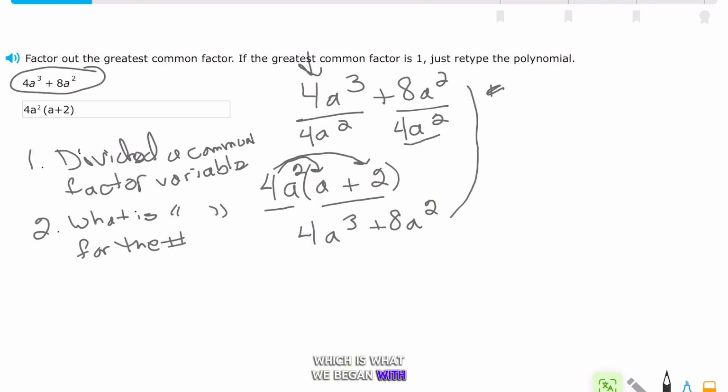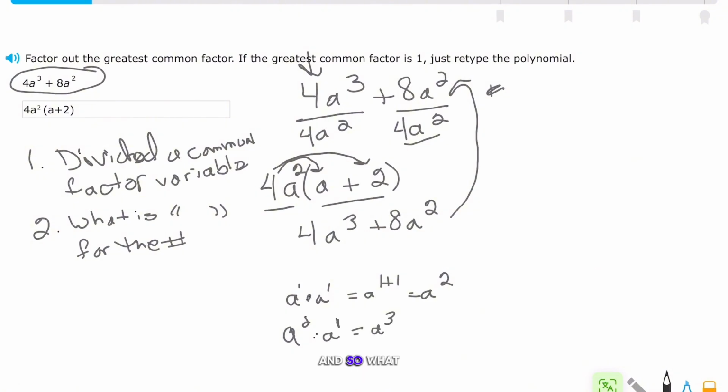You have to understand that a times a, that's a multiplication symbol, is a to the first times a to the first. And what do we do? We add the exponents. So it's a squared, okay? So if I multiply a squared times a to the first, I get a to the third. And so what you're doing is you're dividing. You're actually subtracting exponents. You just don't know you're doing it.